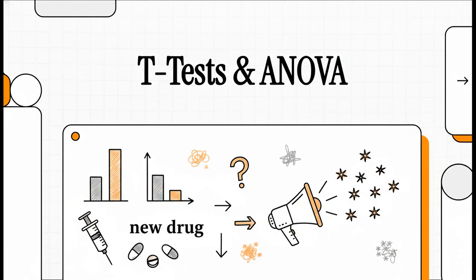So, have you ever really stopped to wonder how scientists know if a new drug actually works? Or how a business can be 100% sure that one ad campaign did better than another? It's definitely not just a gut feeling. Today, we're going to pull back the curtain on the statistical power tools that let us find the real, meaningful differences out there in the world: t-tests and ANOVA.